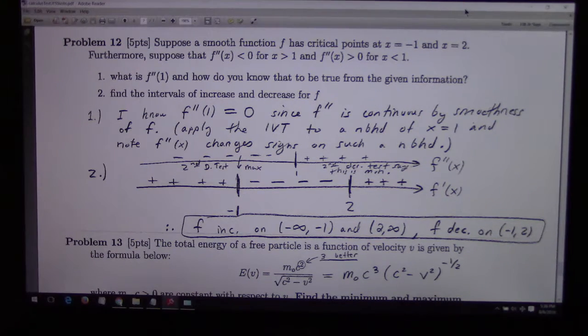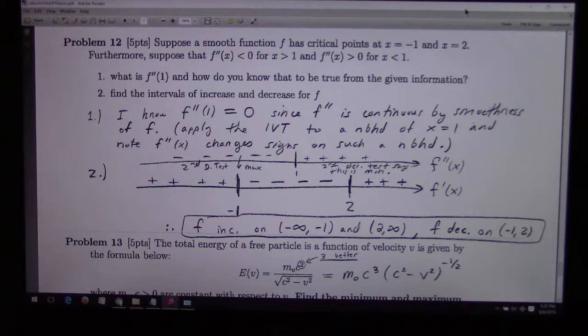You have a smooth function, critical points -1 and 2. You know that the second derivative is negative for x above 1, and the second derivative is positive for x less than 1. What is then the second derivative at 1? And how do you know that to be true from the given information? Find the intervals of increase and decrease.